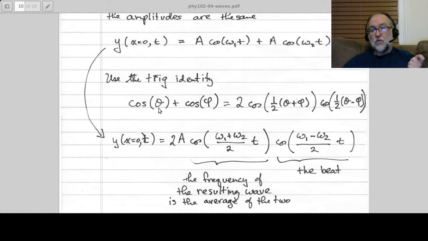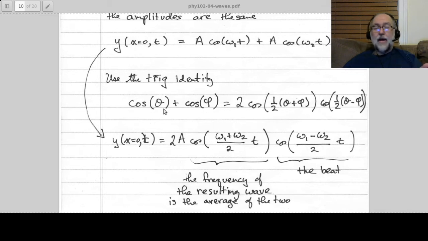You're taking two cosines which are added together and you're turning them into two cosines which are multiplied together. And what are the arguments of these two cosines? One of them will be: take theta and phi, add them together and divide by 2. Basically, that's the average. So one of the cosines will actually be the average of these two angles.